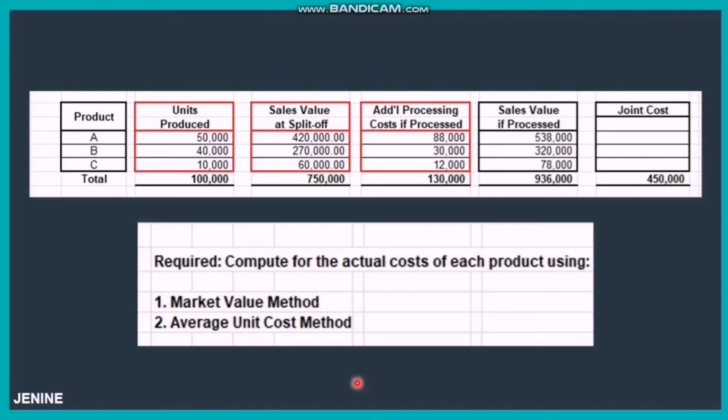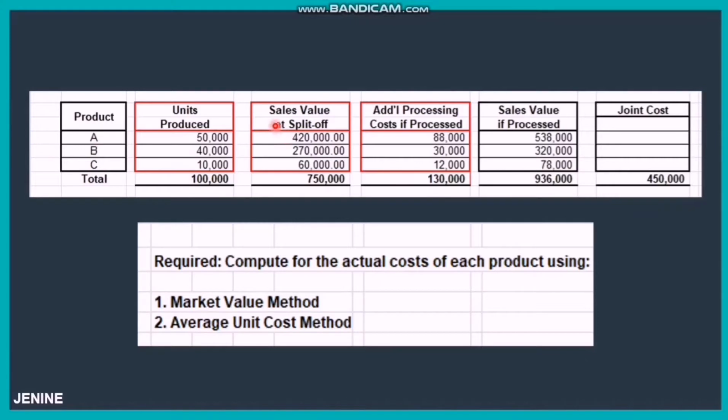So as you can see from the table, this data was derived from page 377. We arrange it in a way na maiintindihan nyo kasi masyadong magulo sa book. Okay, ayan. Product A has 50,000 units produced. Product B has 40,000 units produced, and Product C has 10,000 units produced, with a total of 100,000 units produced.